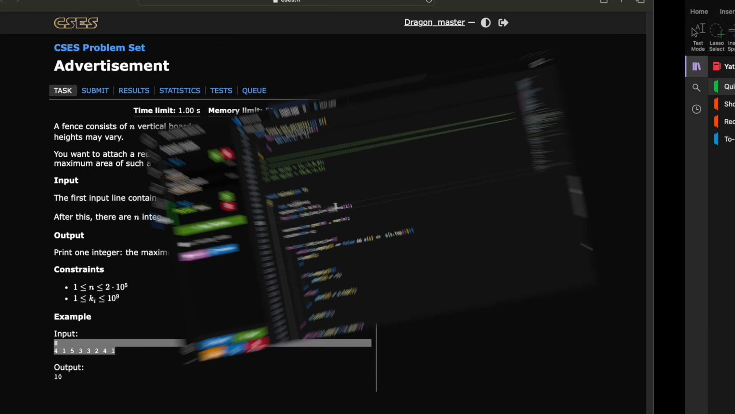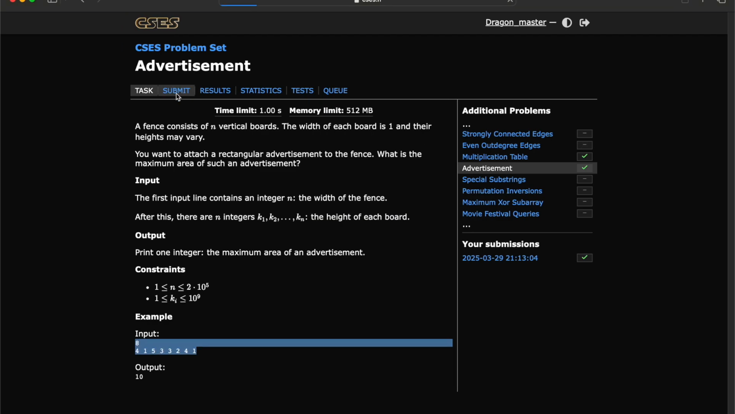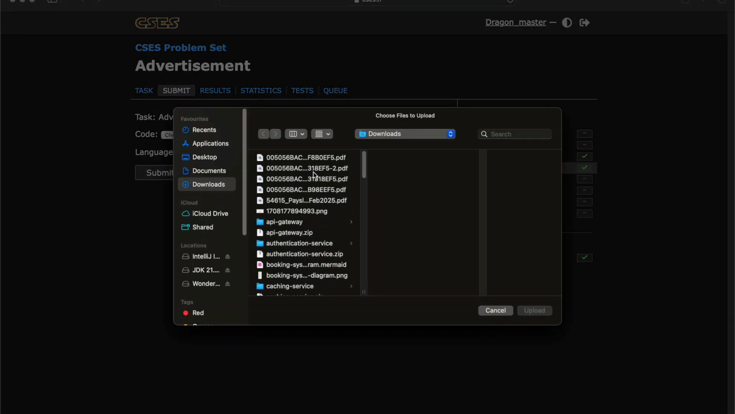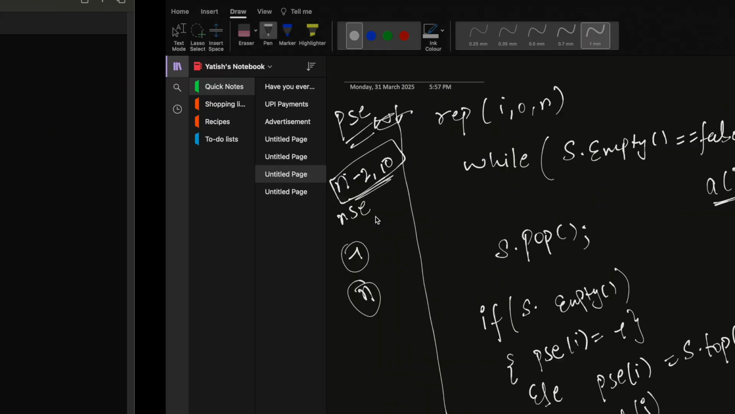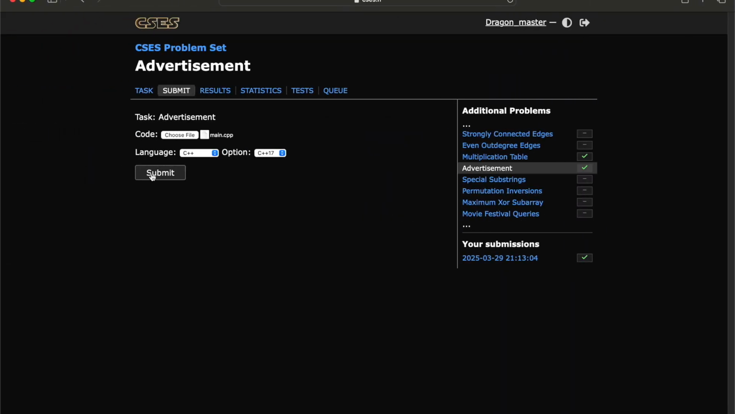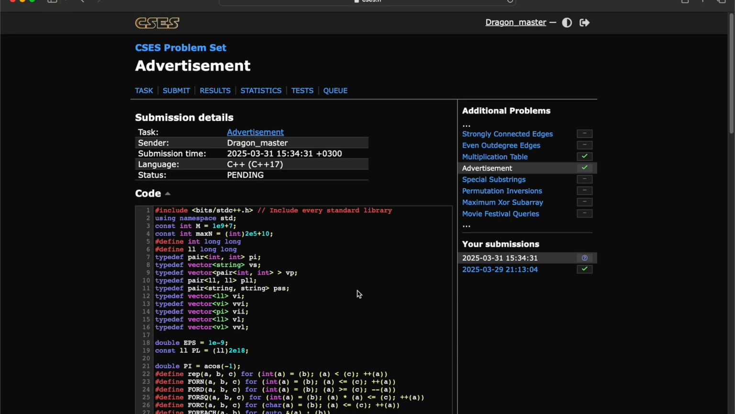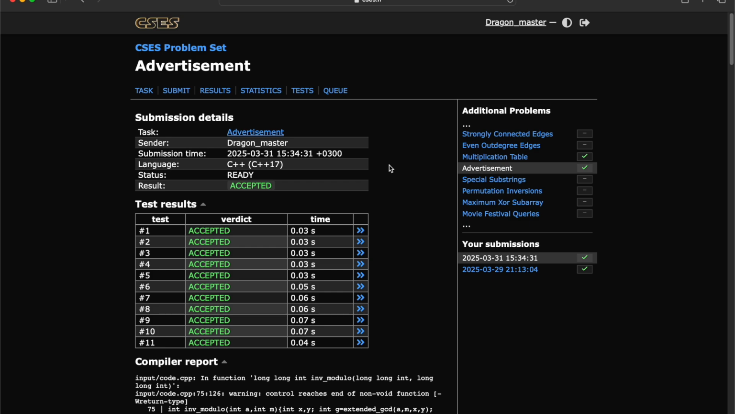Yep. So let's submit this and see if it gets accepted or not. Choose file, desktop, main.cpp. Yeah. So let's submit this problem. Yeah, so our solution is accepted, and yeah, this is the solution.